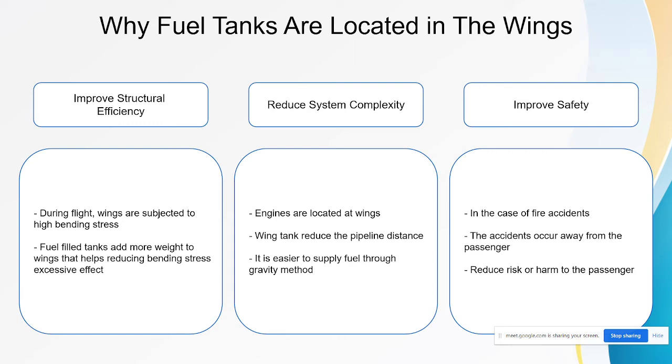Okay, next. The third reason is to improve the safety. The main point here is the fuel tanks are located at the wings, far away from the passengers, to reduce the risk of fire accident to passengers by placing the fuel away from them. So in case any fire accident occurs, the accident will occur a bit further from the passengers and reduce the risk of harming them.